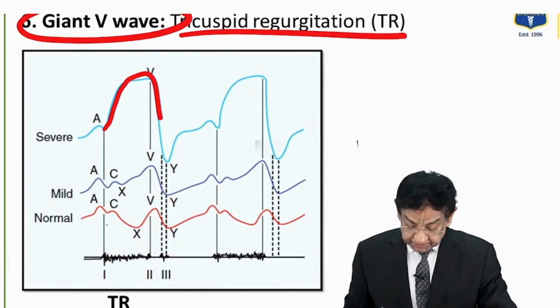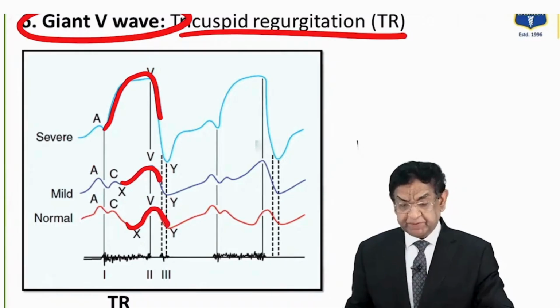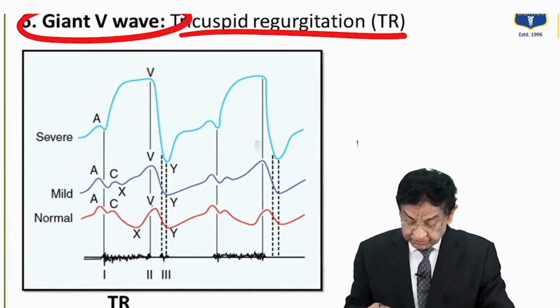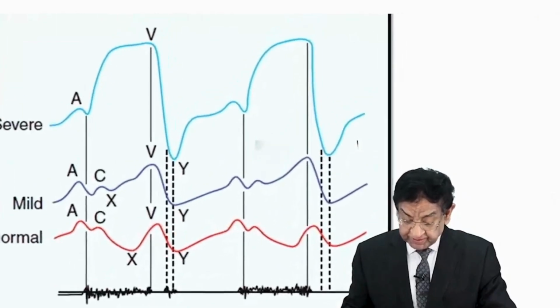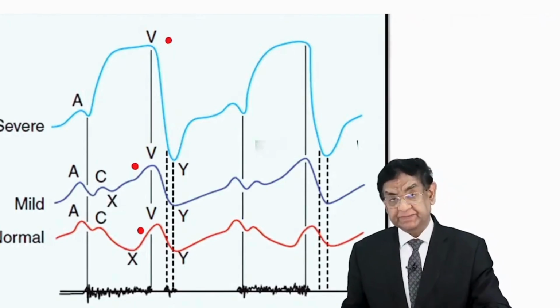This is the normal V wave, mild and severe. So you can see the beautiful comparative picture also. I can remove this. You can compare the different V waves: normal, mild and severe. See the height that we are getting.